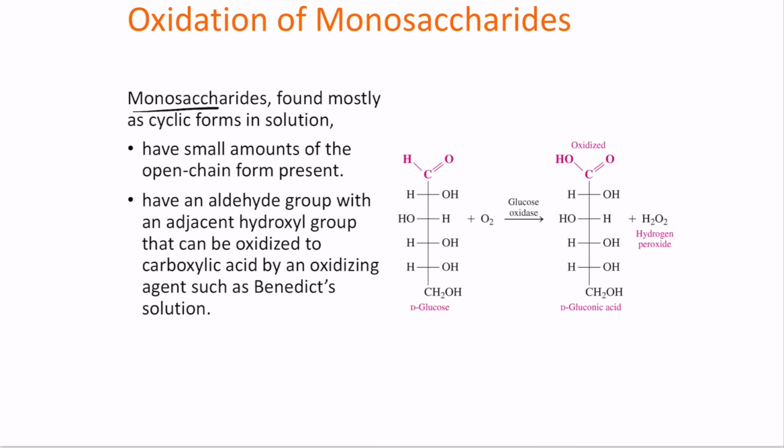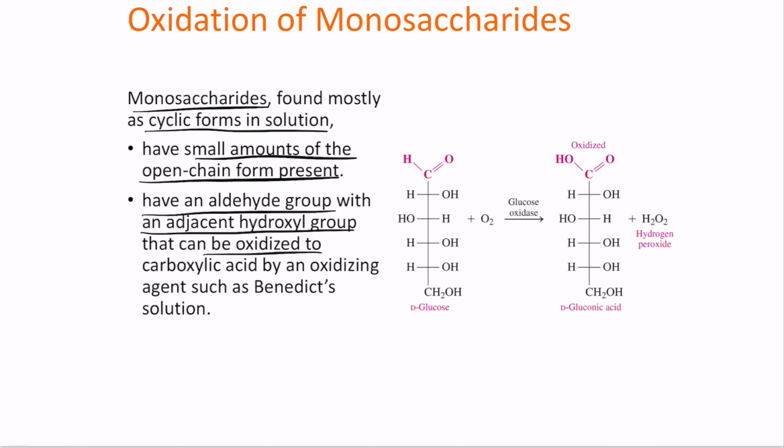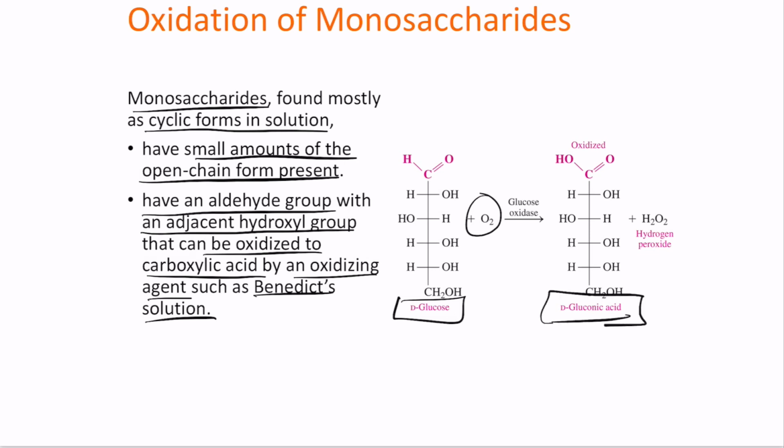Monosaccharides in general can be found in many cyclic forms in solutions. They have small amounts of open chain form present. An aldehyde group with an adjacent hydroxyl group can be oxidized to a carboxylic acid by an oxidizing agent such as Benedict's solution. Glucose under oxidation creates gluconic acid, releasing hydrogen peroxide. This is one of the mechanisms by which your body reacts to excess sugar.